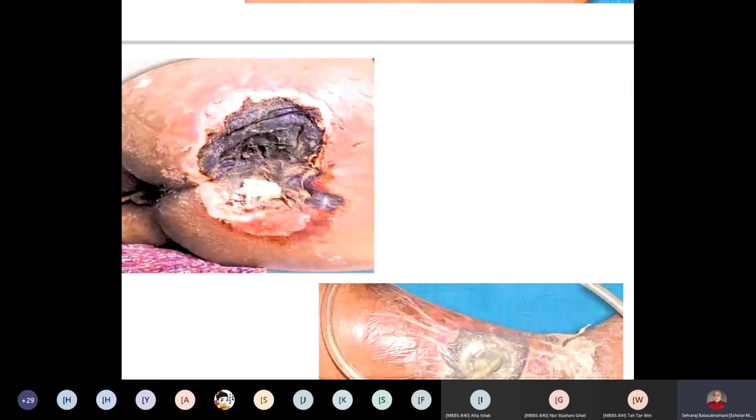Suppose your patient has already developed an ulcer like this, how to treat this one? If the patient is having a slough, what will you do? You have to remove that slough. What is that called? Yeah, wound debridement, or it is also known as sloughectomy. You have to remove that slough. That is called wound debridement.